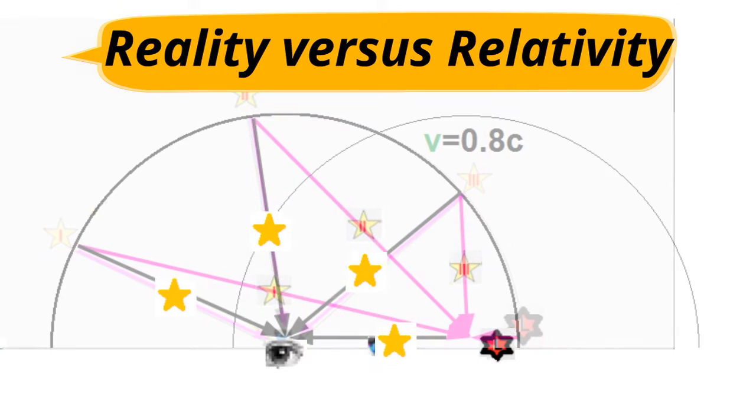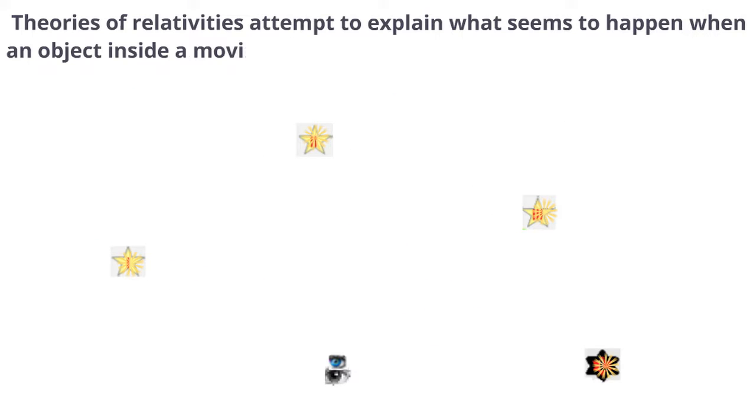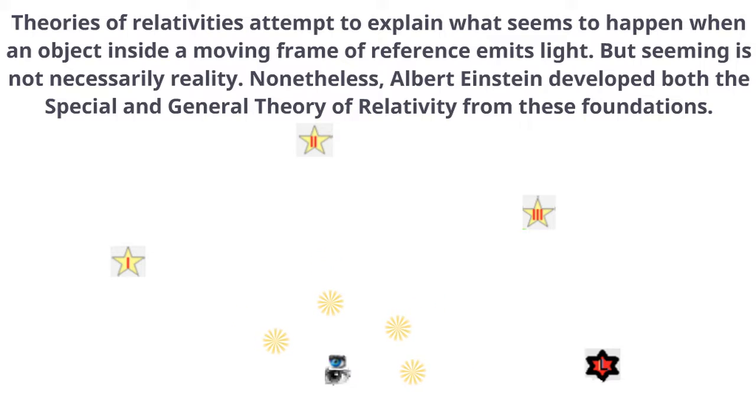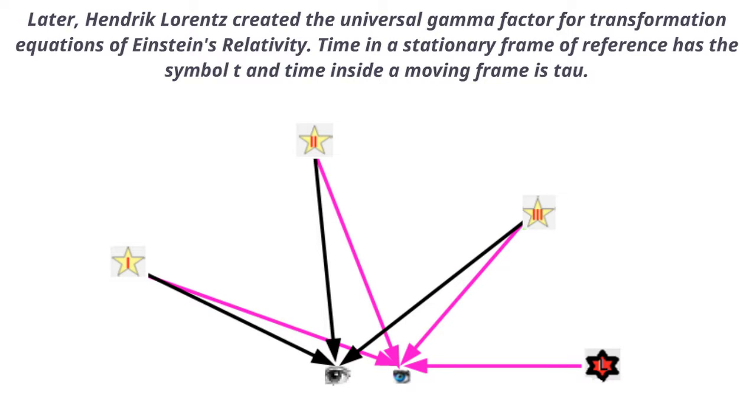Reality versus relativity. Theories of relativity attempt to explain what seems to happen when an object inside a moving frame of reference emits light. But seeming is not necessarily reality. Nonetheless, Albert Einstein developed both the special and general theory of relativity from these foundations. Later, Hendrik Lorentz created the universal gamma factor for the transformation equations of Einstein's relativity.